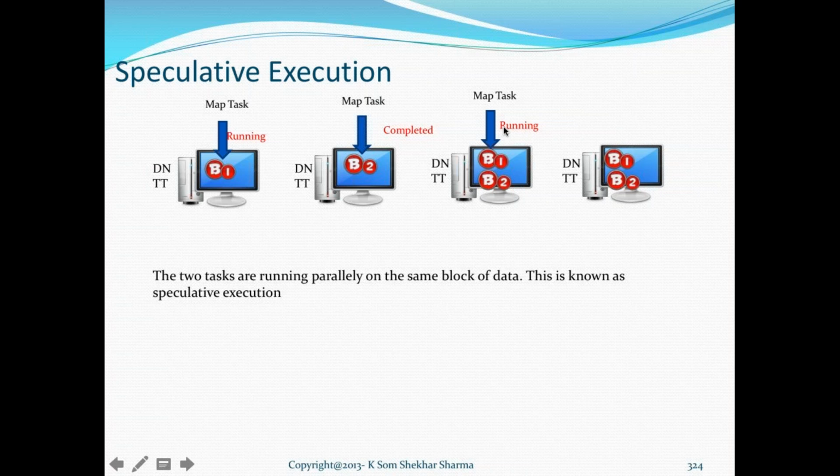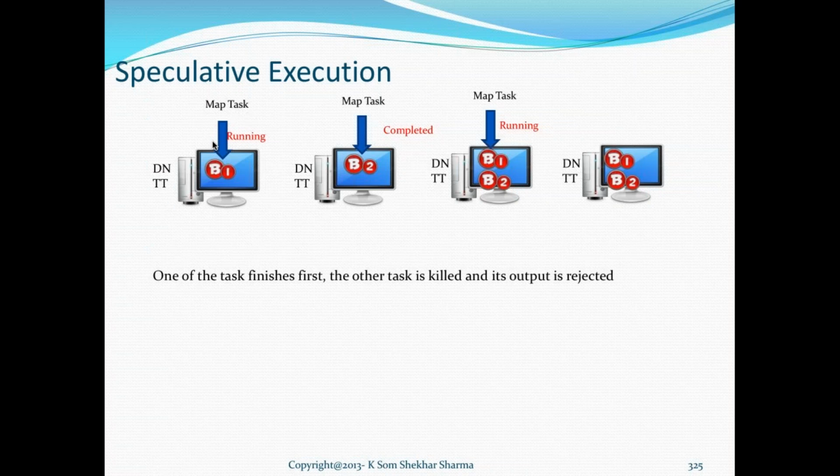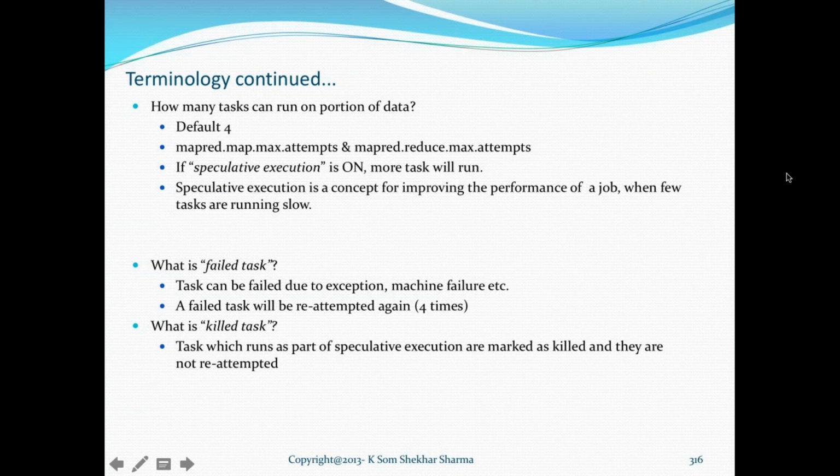That's why we are running it here, so that we are assuming or speculating that this machine could be a faster machine. Now, if any of the machines finishes first, let's assume that this task has finished first. So this will be completed and this will be marked as killed. Just now I introduced two kinds of tasks: a failed task and a killed task.